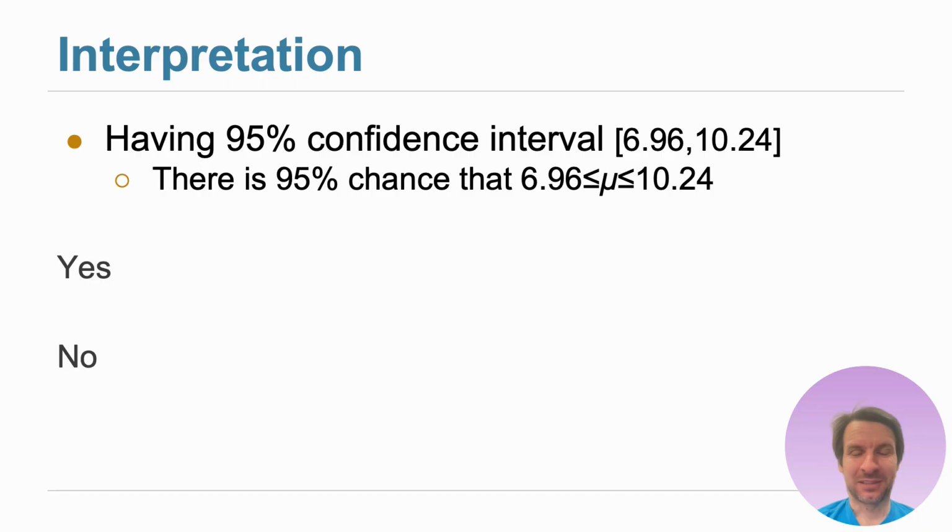There is no chance anymore. Having a 95% confidence interval means that the process of creating this interval has a 95% chance of success that the mean will be inside this interval. But once you fix the interval, the chance is gone. I'll show you an example on the next slide.